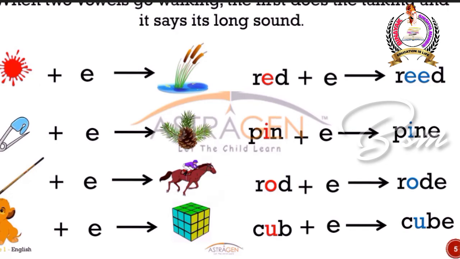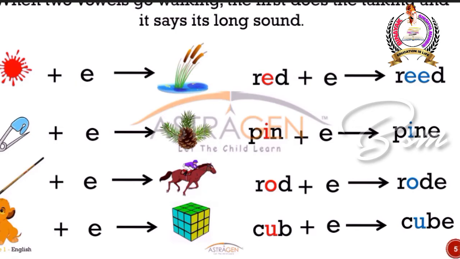Observe this, children. Let's take the word pin. Now, what is the sound of the vowel here? Short sound, right? It says I. But when it became pine, first tell me how many vowels are there in the word pine. Two vowels, I and E. Now, when there are two vowels in a word, the first vowel, that means in this word, the letter I, will say its long sound. What is the long sound? I. So you will read it as pine.